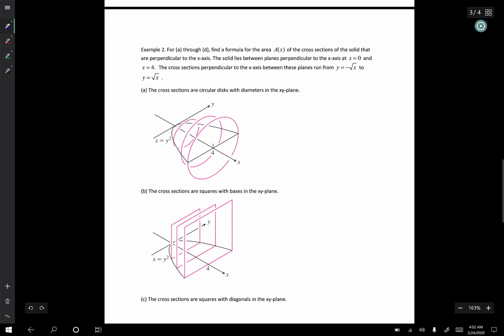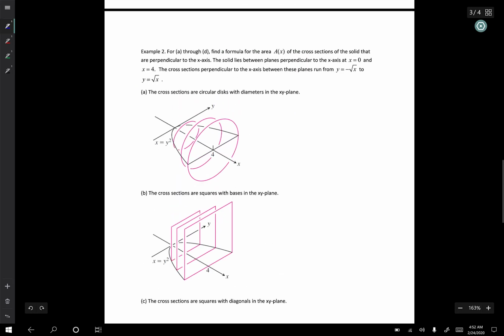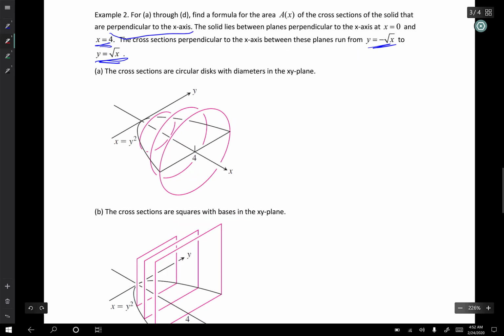So in example 2, all we're doing is finding the area of the cross section. Let's read this. For A through D, find the formula for the area A of x of the cross sections of the solid that are perpendicular to the x-axis. That's the key. The solid lies between the planes perpendicular to the x-axis at x equals 0 and x equals 4. The cross sections between these planes run from y equals negative square root of x to y equals square root of x. So we're just finding cross sections, because that really is the hardest part, guys.